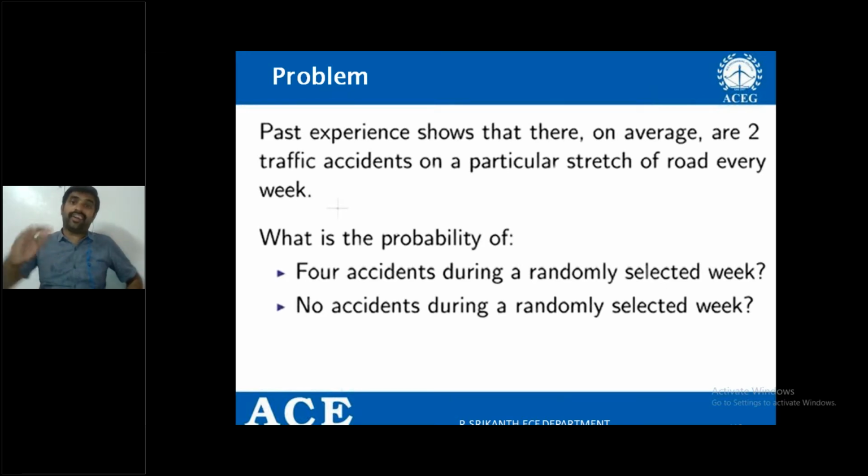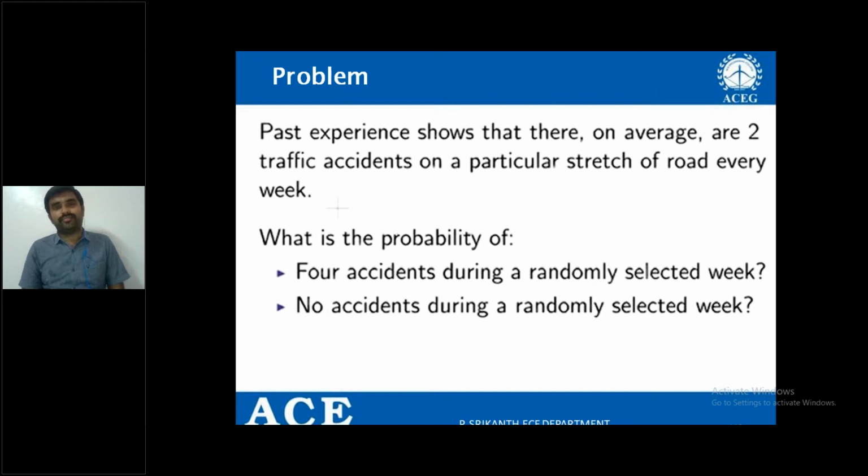So here on an average 2 accidents, in the sense 1 week maybe 0 accidents, 1 week maybe 10 accidents, 1 week maybe 1 accident, but on an average 2 accidents, right? So here what is the probability of 4 accidents during a randomly selected week? And the probability of no accidents during a randomly selected week, right? So what are you supposed to do here? What is the random variable here? Can you try the problem here?